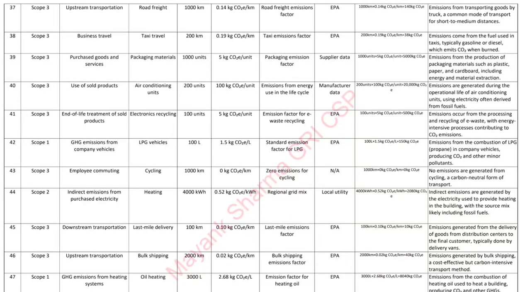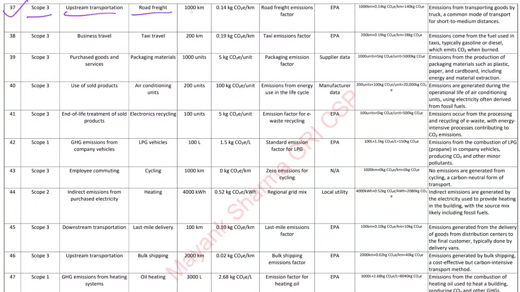Let us continue our discussion related to the marathon GHG emission inventory examples. So we'll continue from example number 37, which is about scope 3 upstream transportation, and these emissions from transportation of goods by truck, which is a common mode of transport from short to medium distances actually.